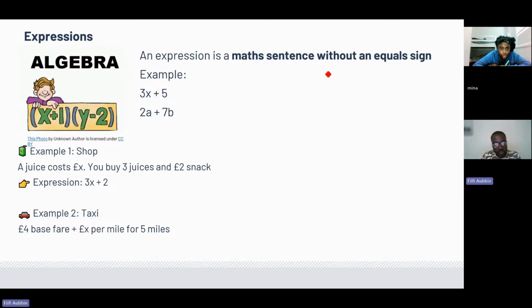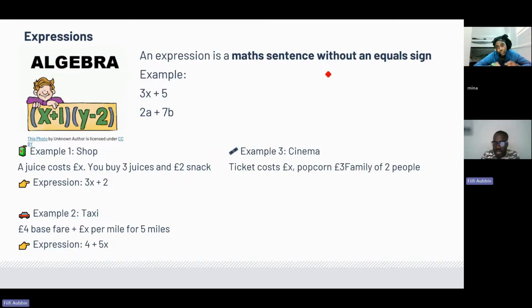Okay, so let's look at a taxi example. £4 is the base fare plus X pounds per mile for 5 miles. So write an expression for this. Is it 5x plus 4 or 4 plus 5x? Yeah. So 4 plus 5x, 5x plus 4 is still the same, right? Mm-hmm. Good. So whether you got 2 plus 3 or 3 plus 2, you're still going to get the same answer anyway.